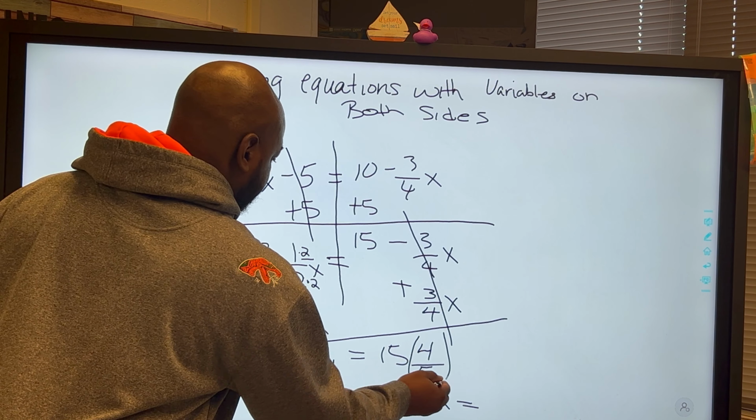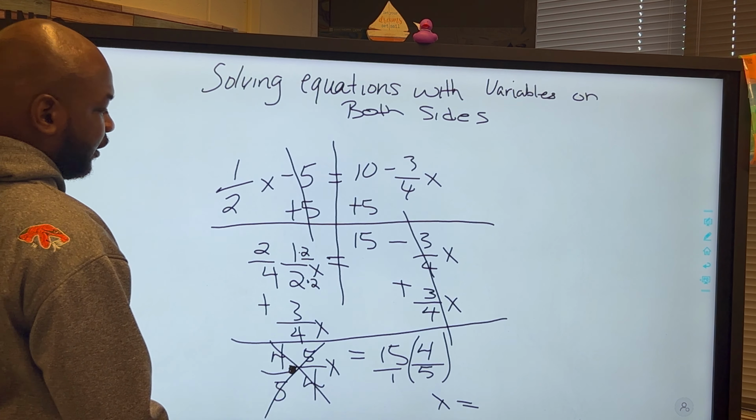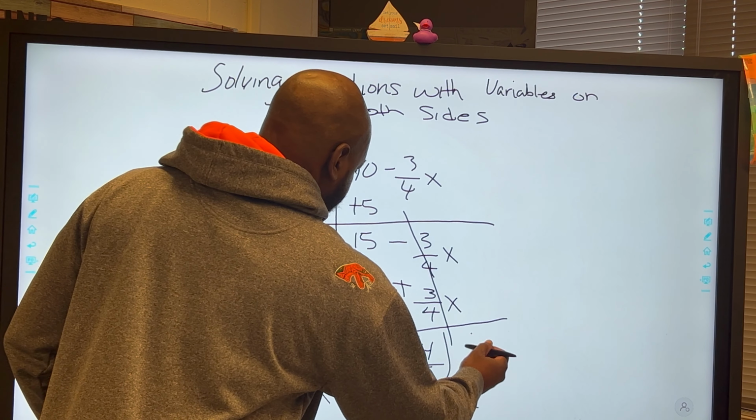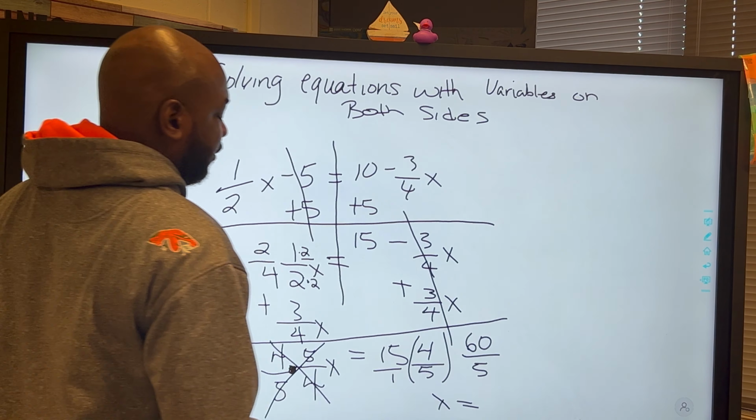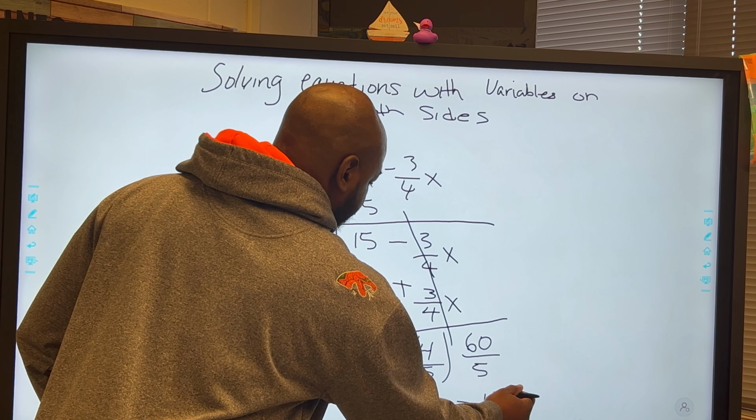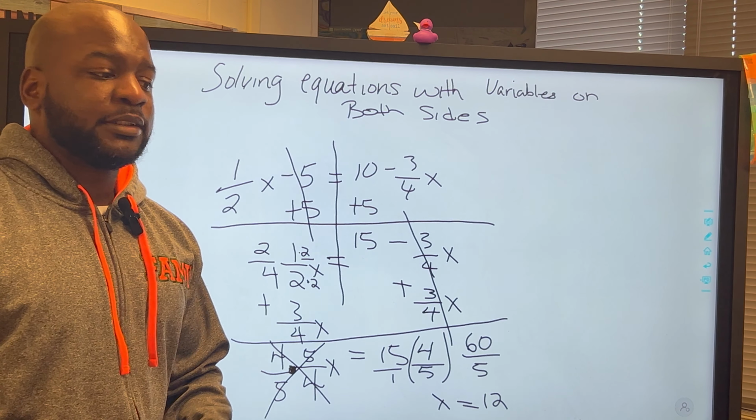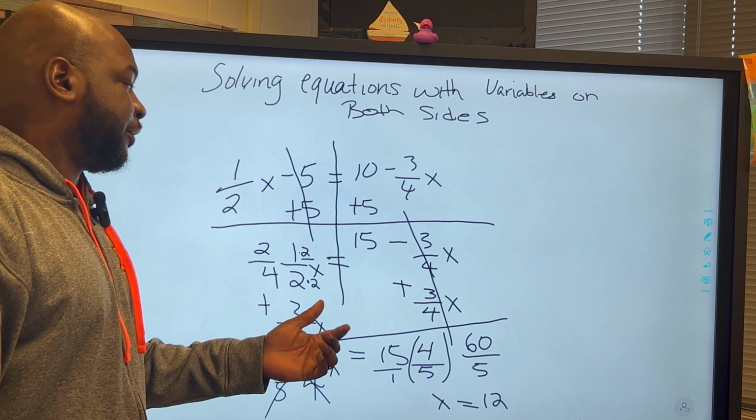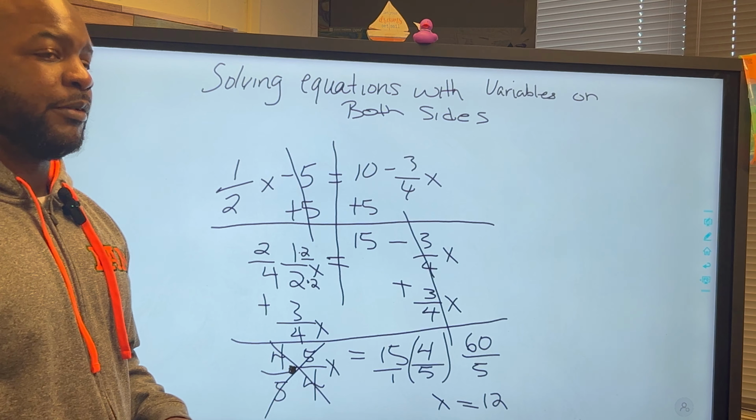All right, and I can also make my 15 into a fraction by doing 15/1. So we're going to multiply across. 15 times 4, that's going to be 60. 1 times 5, that's going to be 5. Simplify this fraction, 60 divided by 5, and x will equal 12. Okay, so we just solved equations with variables on both sides. This involved division, and we have fractions. We also did the other equation from earlier.